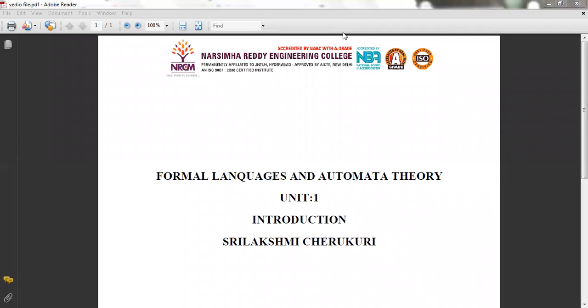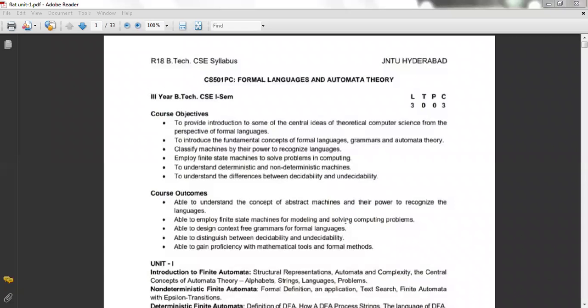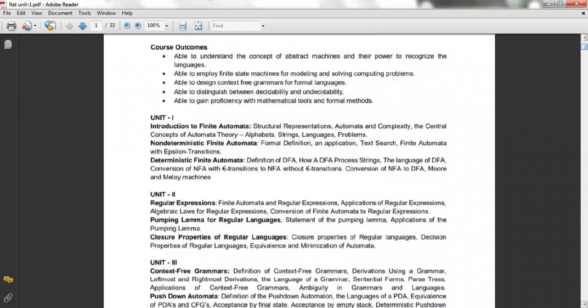Firstly, I am going to start with the introduction of FLAT, so that you will know how we are going to create a finite automata and all those things. The syllabus is about how we are going to get the finite automata, the structural representation, automata and complexity, and the central concepts of automata theory. All those things will be in the syllabus of the first unit.